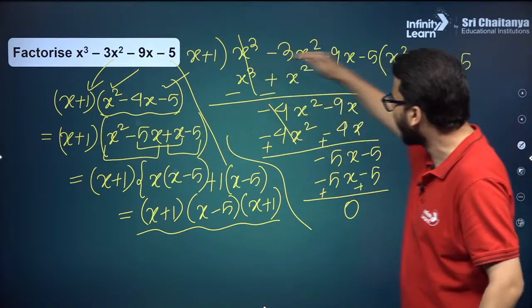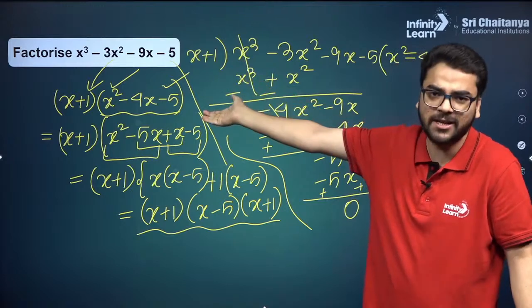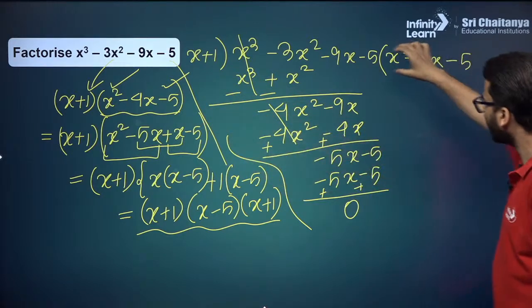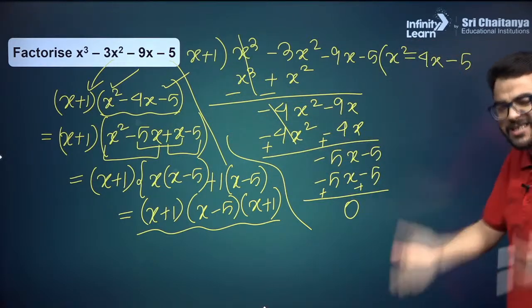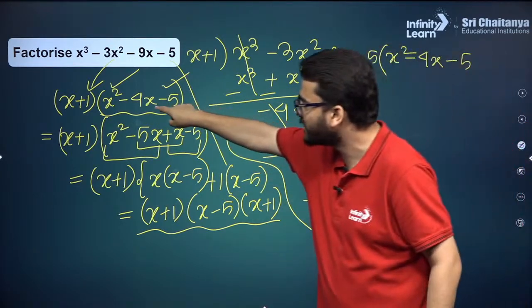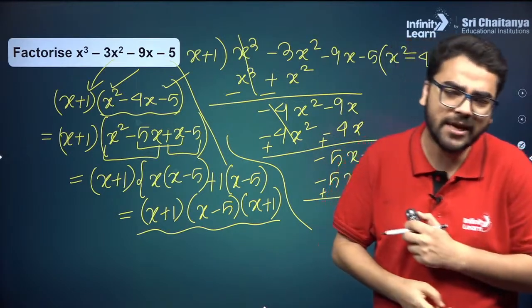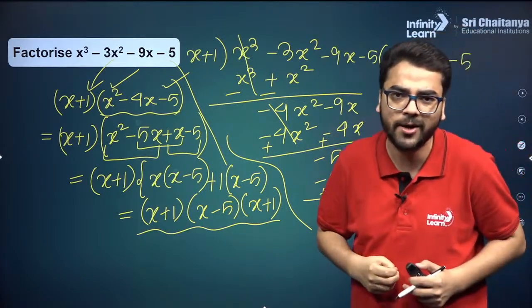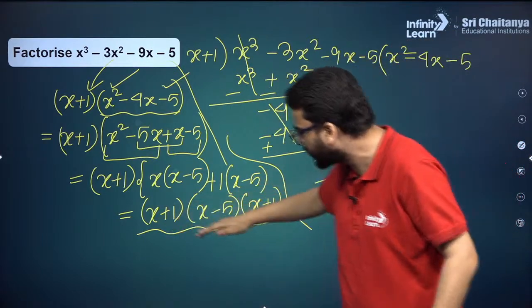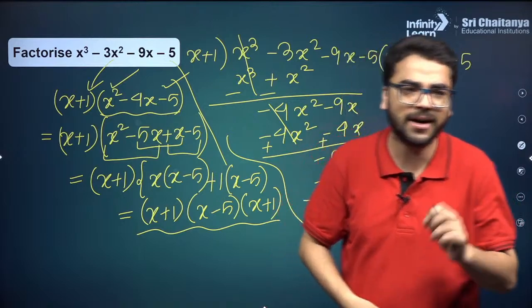You can take the actual polynomial and divide it by x plus 1 or x minus 5, whatever you are getting, and you'll get a quotient over here. Obviously it will be a quadratic polynomial. Then you can just factorize the quadratic polynomial. Factorizing a quadratic polynomial is very easy for you. You can do it using splitting the middle term. In that manner you will get three factors of this polynomial. So either of these methods is correct.